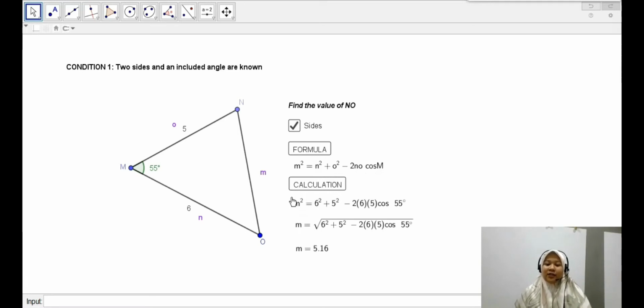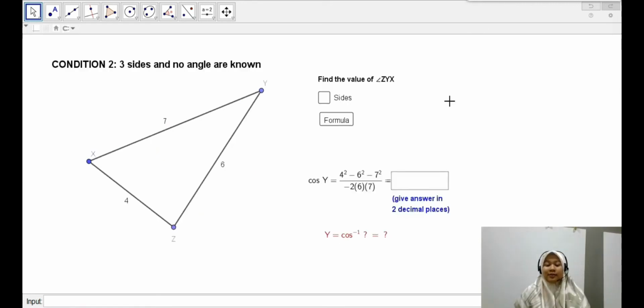To find m, we have to eliminate the square. To eliminate the square, we need to put the square root here. If we put the square root on the left-hand side, the right-hand side also has to have the square root. The square root of m square gives us m. That's why the next step we will get like this. Then you calculate all of them, you will get m equals 5.16.